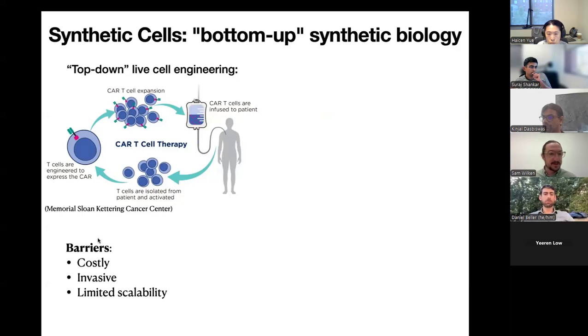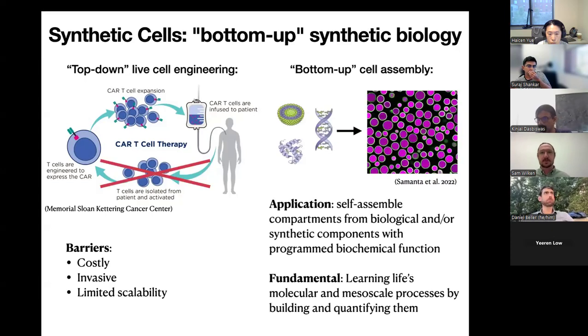But of course, this kind of process is costly and invasive and has limited scalability from an engineering perspective. The other way you can think to do it is to essentially cut out this bottom step here and assemble the cells from the bottom up from biological or biologically compatible synthetic components with a programmed biochemical function.